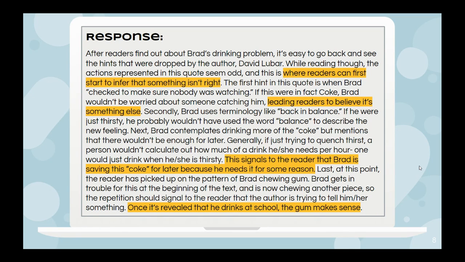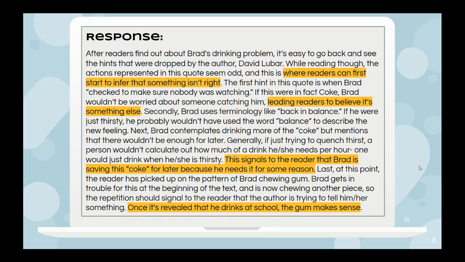So again, that second part of the question was: infer that Brad has a drinking problem. Again, we still don't know he has a drinking problem, but we know something is going on. So it's signaling us that something weird is going on here. The next part, this signals to the reader that Brad is saving the Coke for later because he needs it for some reason. So again, talking about that drinking problem.